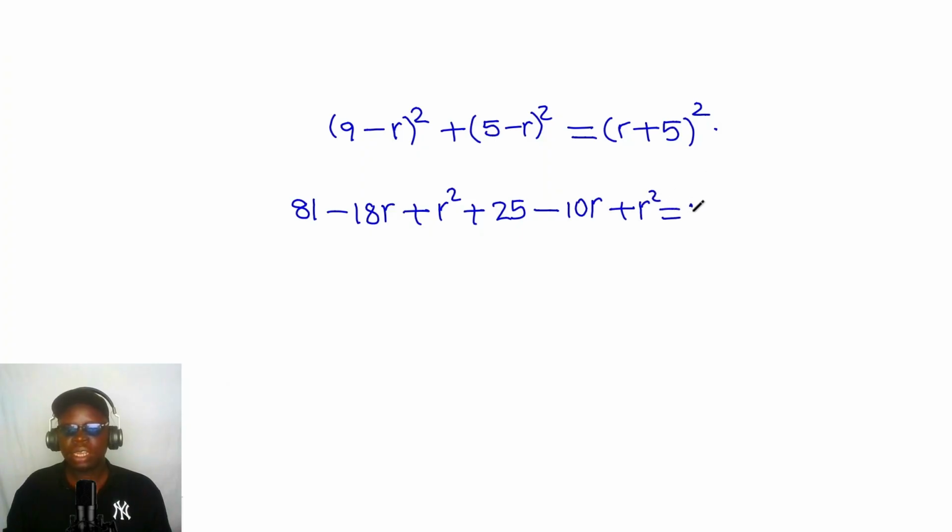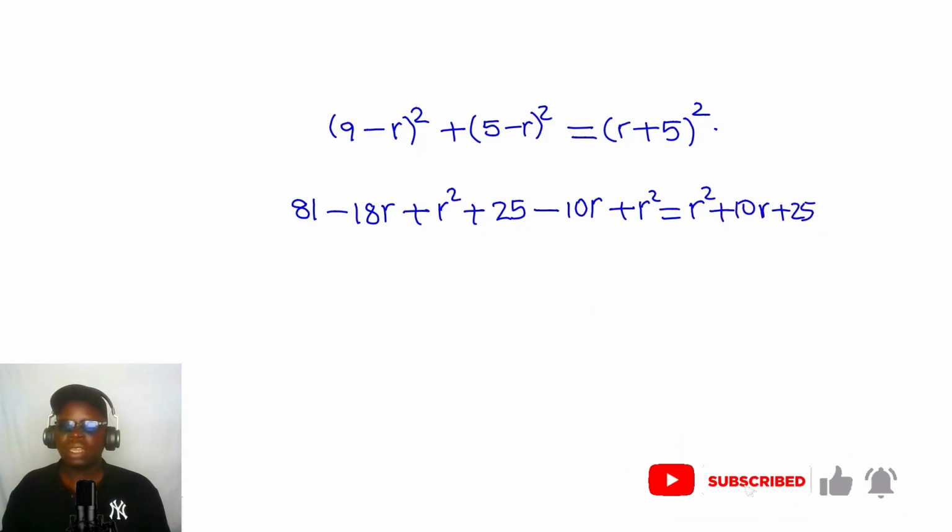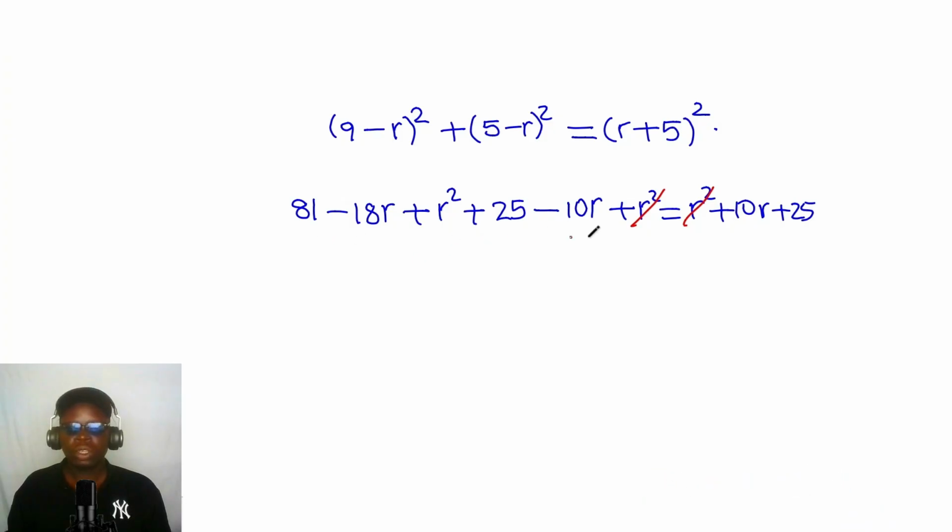Let's move to the right hand side. We'll have here R square plus 10R plus 25. These R squares will cancel and we are left with only 1R here. Therefore, we will have to simplify all this together by adding the terms here. This sums to 106, and we have negative 18R minus 10R. This simplifies to negative 28R, and we have plus R square.